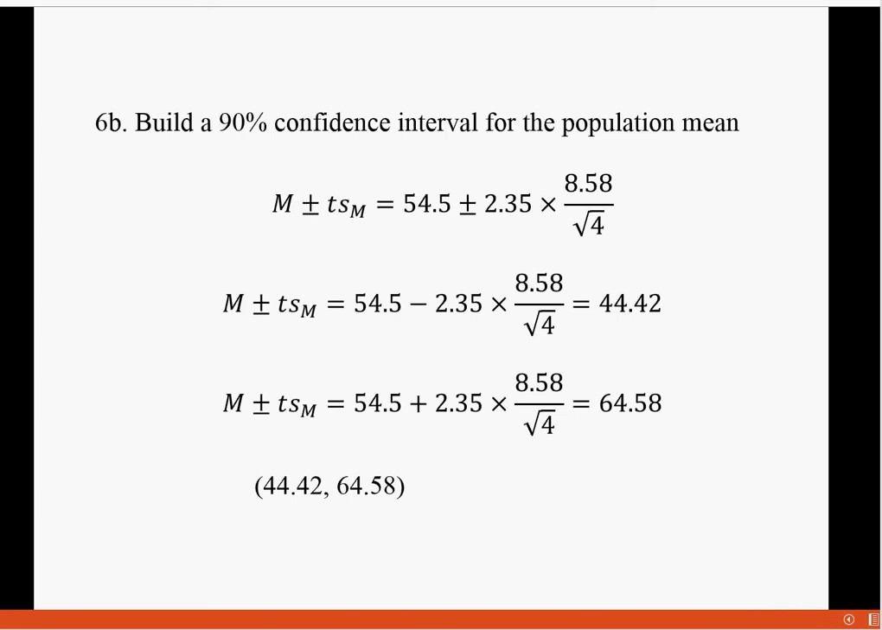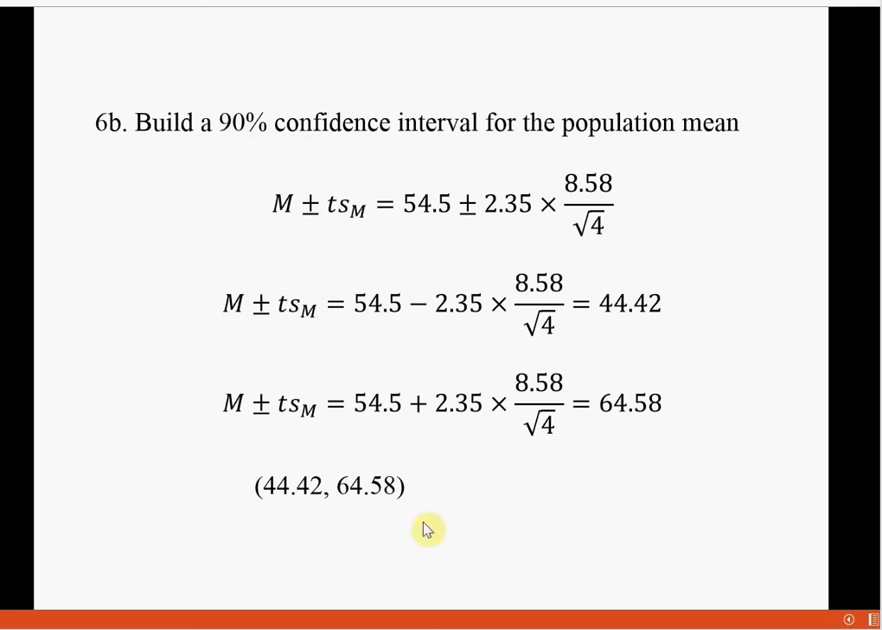6b, build a 90% confidence interval for the population mean. Obviously, this is the case where we do not know the population standard deviation, and the sample size is very small, it's only 4. So we have to use the t-score, so that's this formula here. Okay. Sample mean 54.5 plus minus 2.35, which is the t-score that corresponds to a 90% confidence interval.